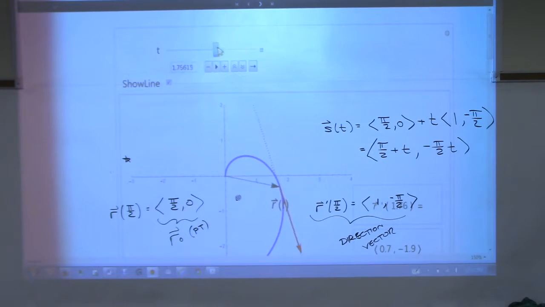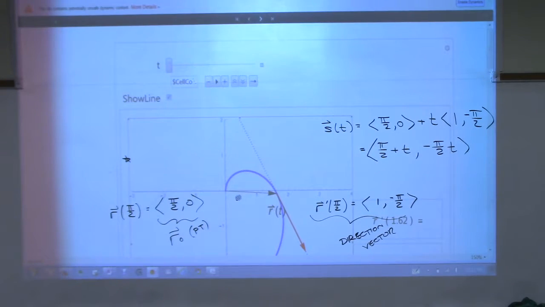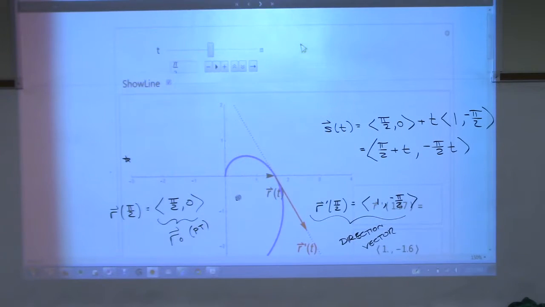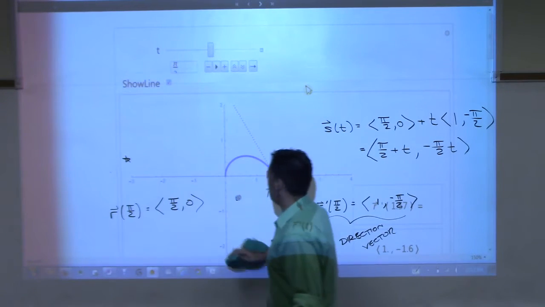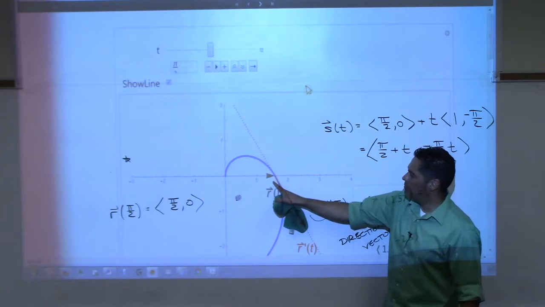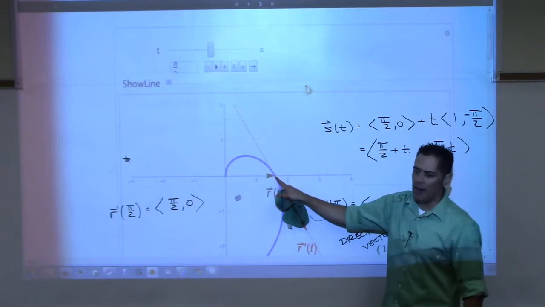And what we were trying to find was at exactly pi over 2. I guess I'd have to type it in here. Pi over 2. Okay, at exactly pi over 2. There we go. If you go to exactly pi over 2, then where will you be on the curve? You'll be at pi over 2, 0, right?